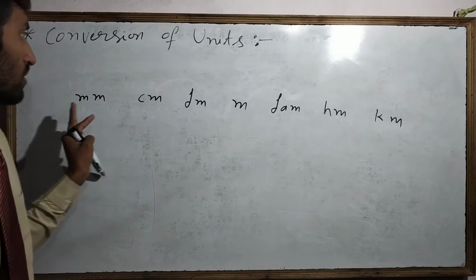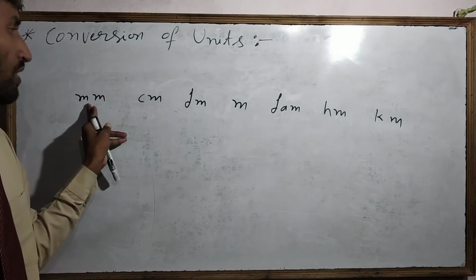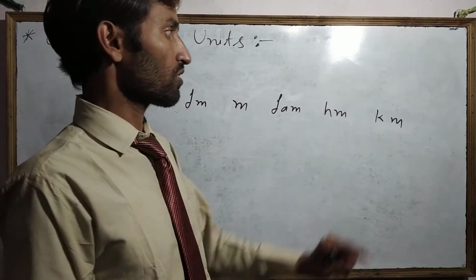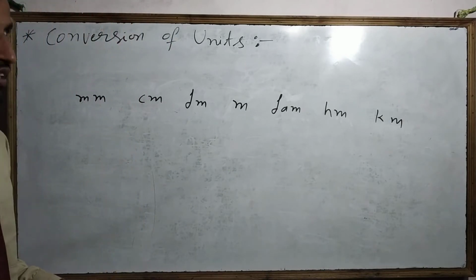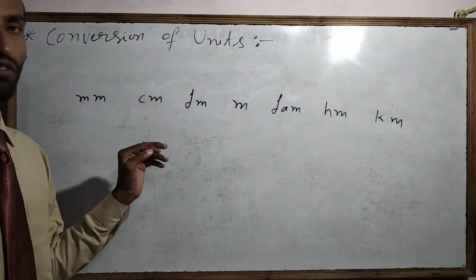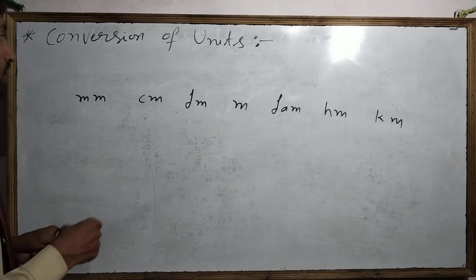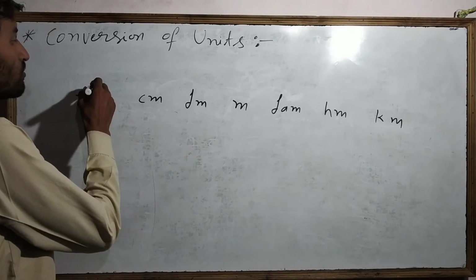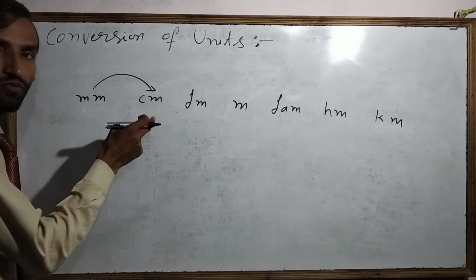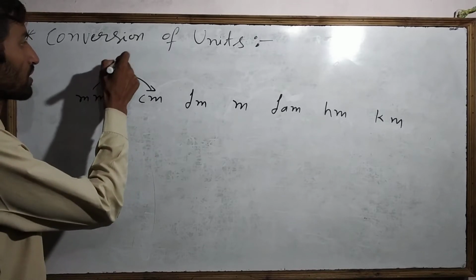So just see here: mm, cm. mm means millimeter, then centimeter, decimeter, meter, decameter, hectometer and kilometer. How will we convert? If the question is sometimes given in millimeter, we have to convert into decimeter or centimeter or meter. If you go from this side to this side, that is one step, millimeter to centimeter, then we have to divide by 10.